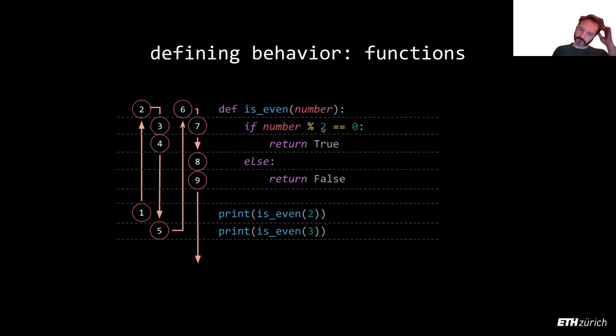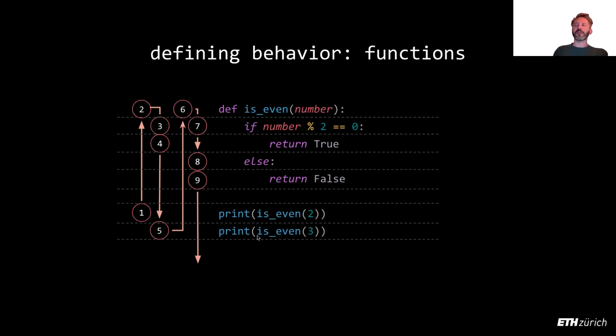Modulo is the remainder of the division. So if the remainder of dividing over 2 is 0, it means this is an even number, and we can go here and return true. And after that, we will jump out, and that will print true. So we don't even touch these lines. So now we are back here.